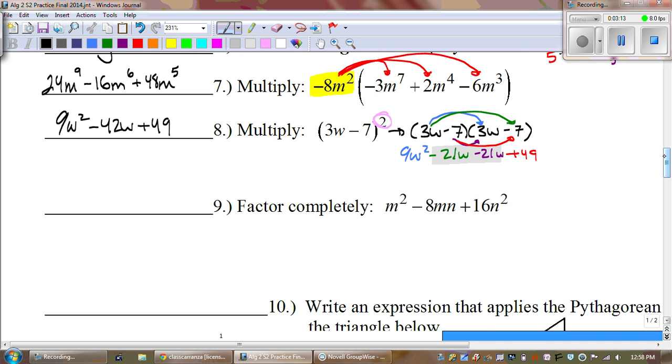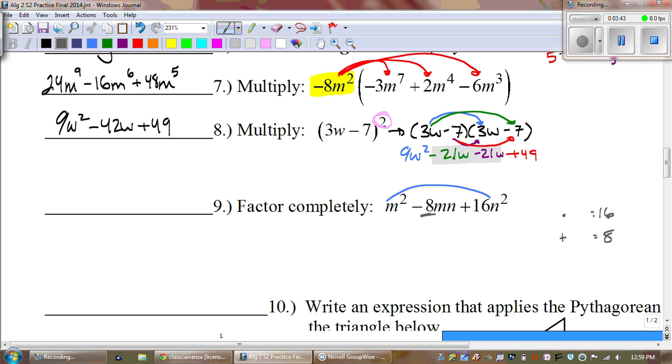All right, number 9 says to factor. So when we're factoring, the first thing we check is: is there a GCF? And there isn't. There's no GCF. So I need to multiply a times c, which gives me a positive 16. And I want numbers that add up to give me a negative 8. That's my number in the middle.